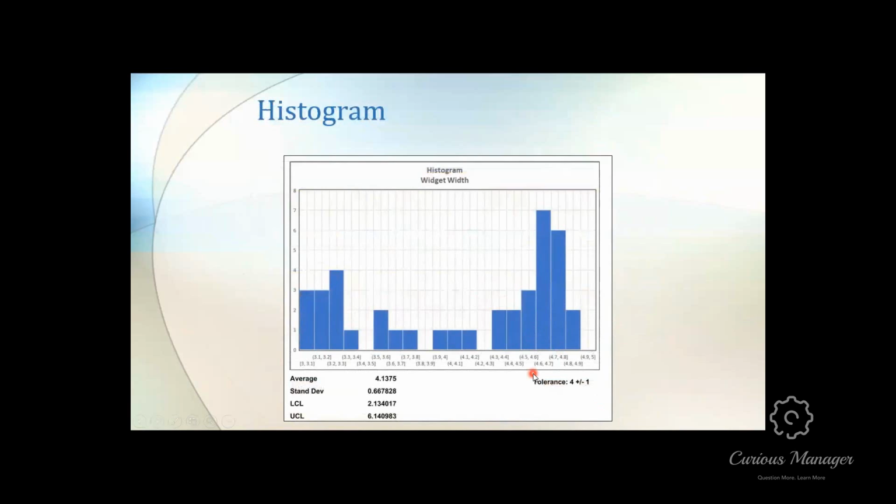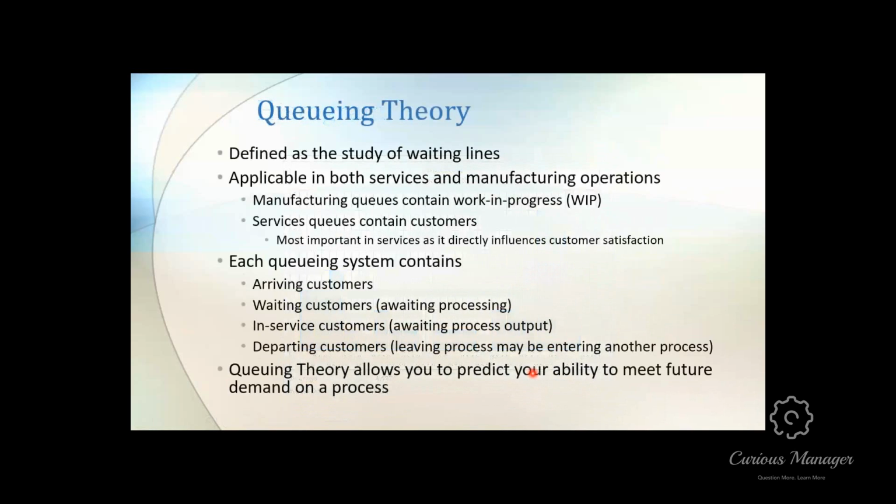So this is very important to understand. I usually like to use both a control chart and a histogram to show me this kind of information. Okay. Now, queuing theory. I'm providing this mainly for services, but it can be used for manufacturing.